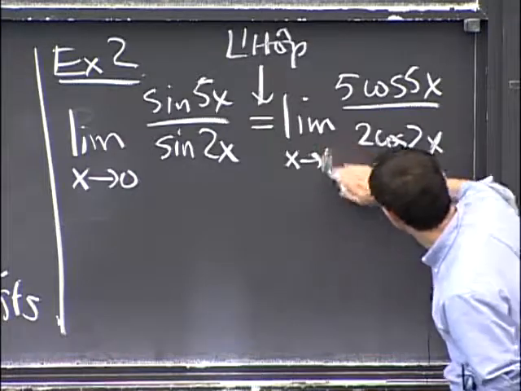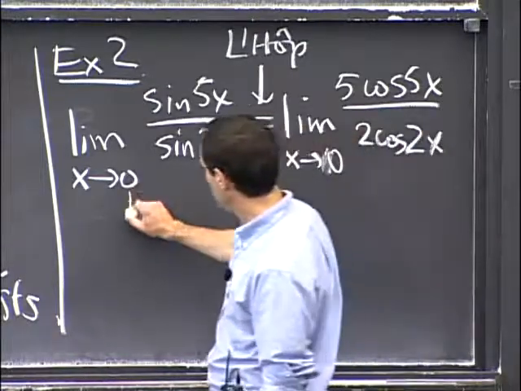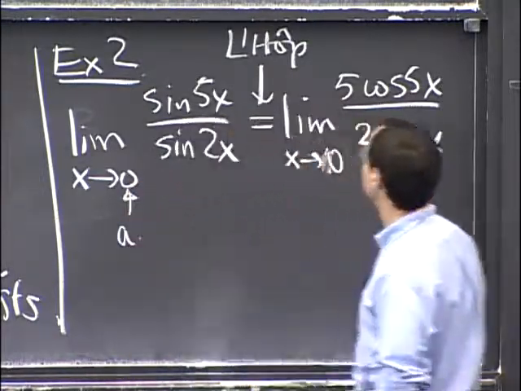Limit is x. Oh, whoops. Thank you. The limit was 1 over there, but now it's 0. A is 0 in this case, right? This is the number a. Thank you.